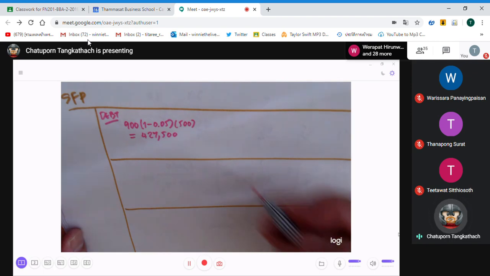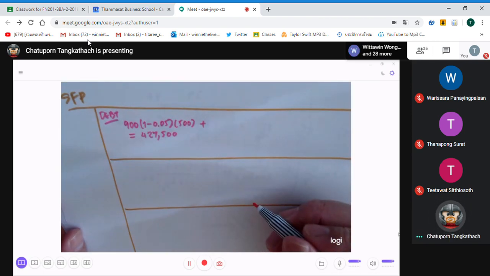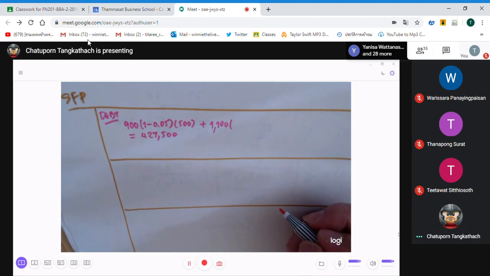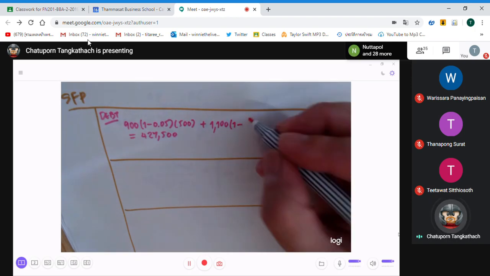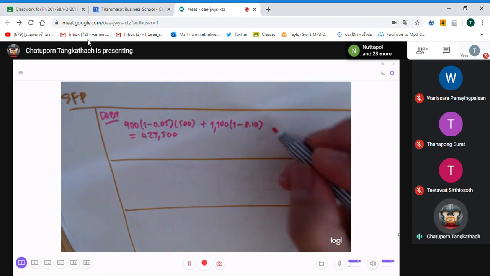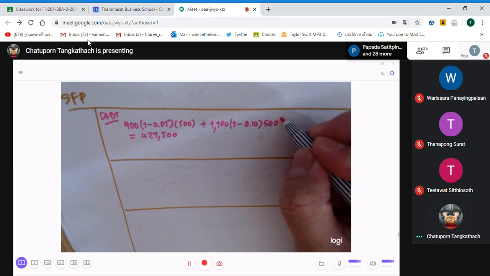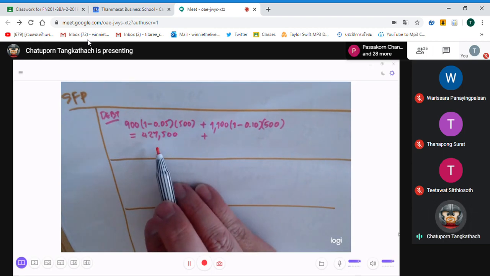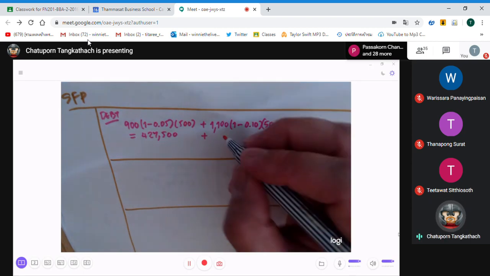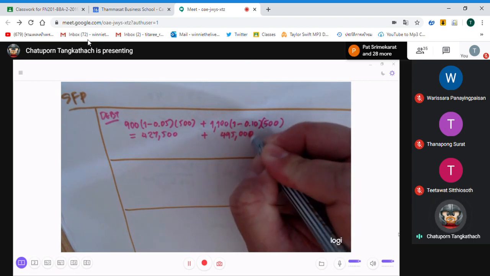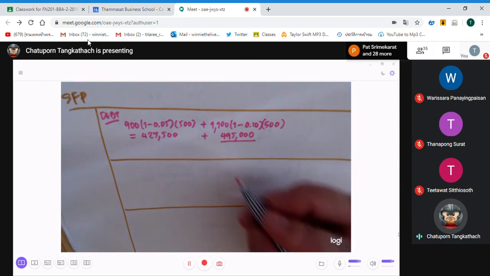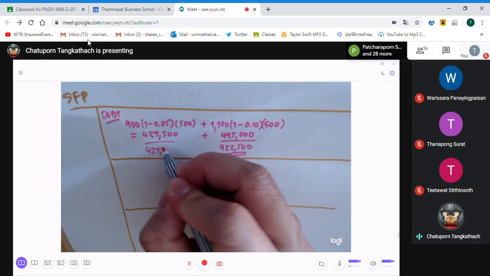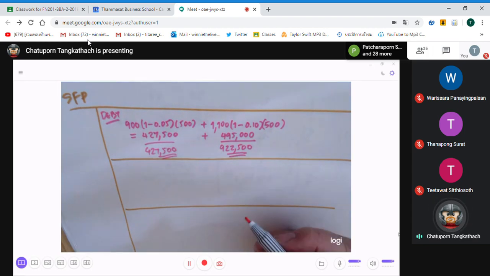After the first lot of bonds, the firm may issue the second lot of bonds. Similar process. One bond will be priced at 1,100. Again, deduct flotation cost, equal to 10% now. And the firm may issue 500 bonds as well. So the firm will get, moreover, on top of the 427,500, another 495,000. In total, this comes to 922,500. So that is the total amount of bonds, each lot like this.